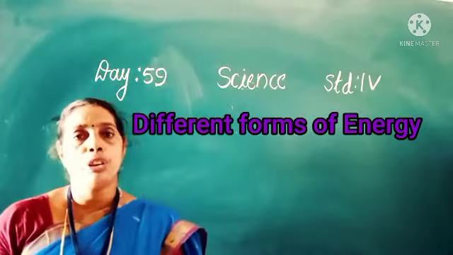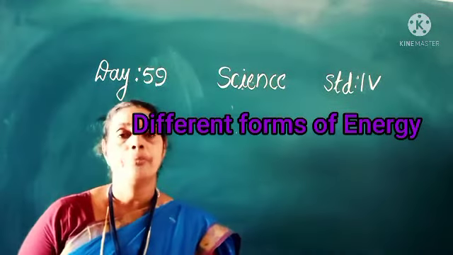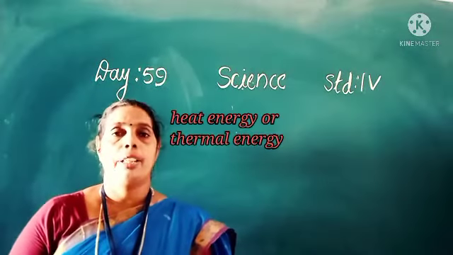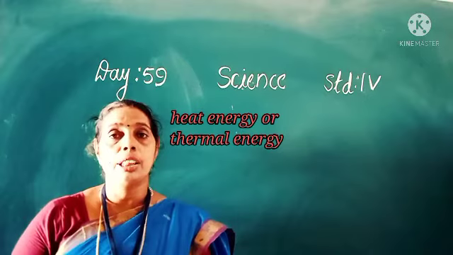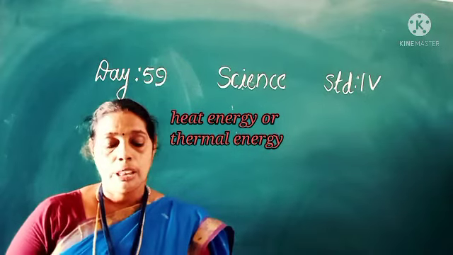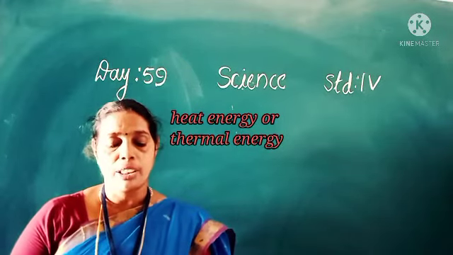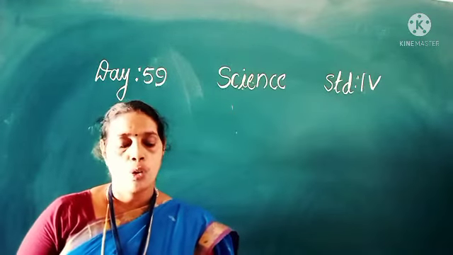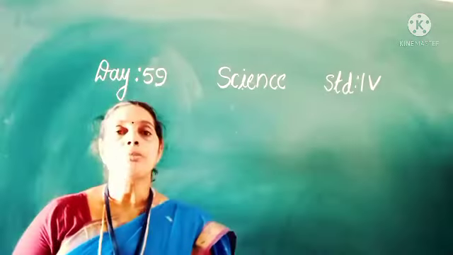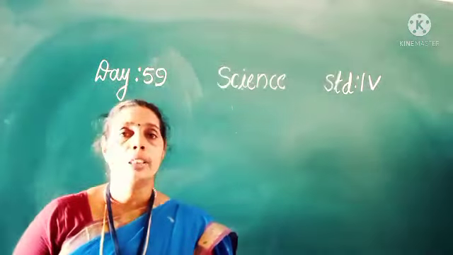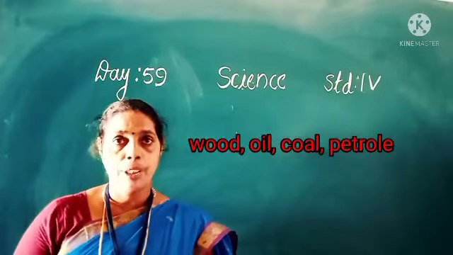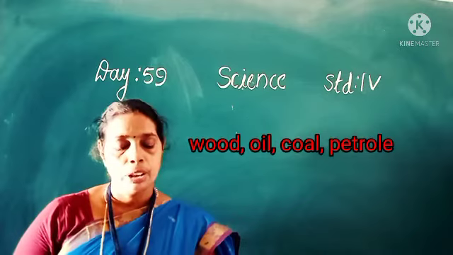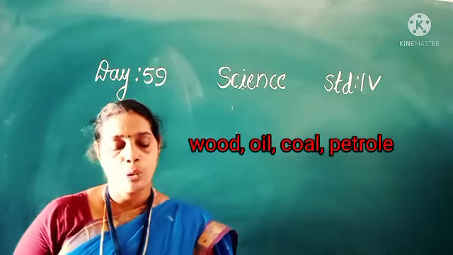The first energy we are going to discuss is heat energy. Another name for heat energy is what? Thermal energy. Thermal energy is used in many factories. It is obtained by burning wood, coal, oil, and petrol. Burning of fuel gives us heat energy. Some fuels are wood, coal, oil, petrol.